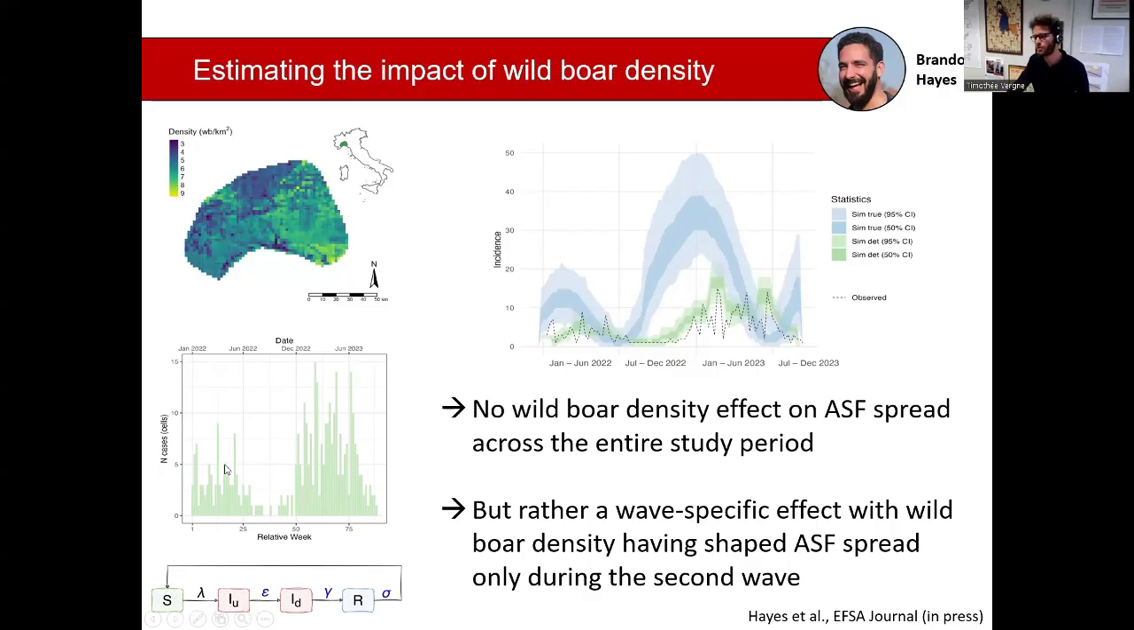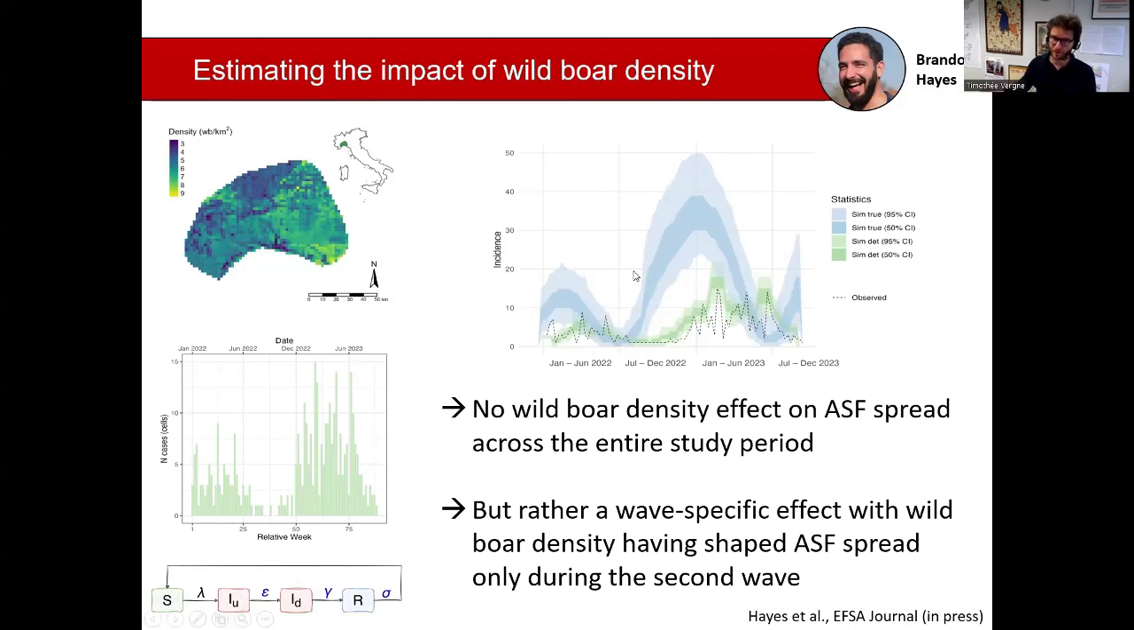So from week 0 to almost 2 years later, there was no constant wild boar effect across the study period. However, during the second wave, we showed that the epidemic was more likely to go in the direction of high density areas than towards low density areas. So in the end, we showed there was no wild boar density effect across the entire study period, but that there was a wave specific effect with wild boar density having shaped ASF spread during the second wave.